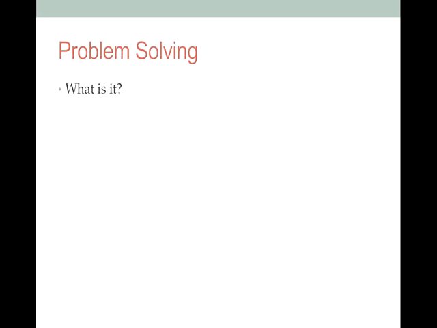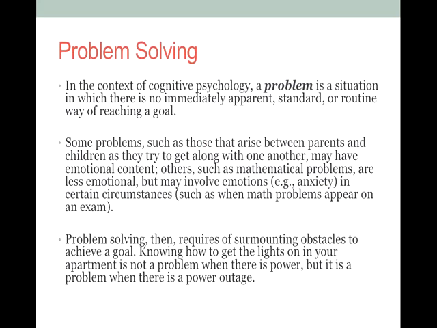So what is problem solving to start? How do we define such a complex task when we're talking about cognition? So a problem is a situation where there's no immediately apparent way of reaching the goal. So it's not simply, okay, my problem is 1+1 equals what? 2. So problems are things that have obstacles that arise that you have to solve to get to your goal.